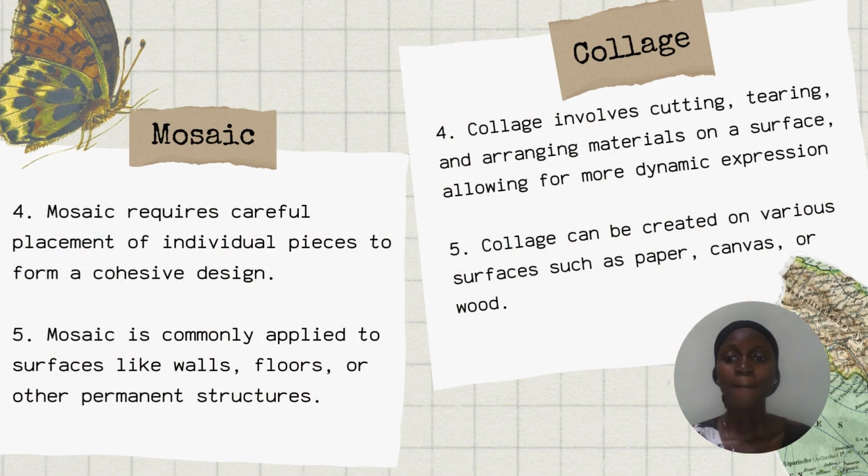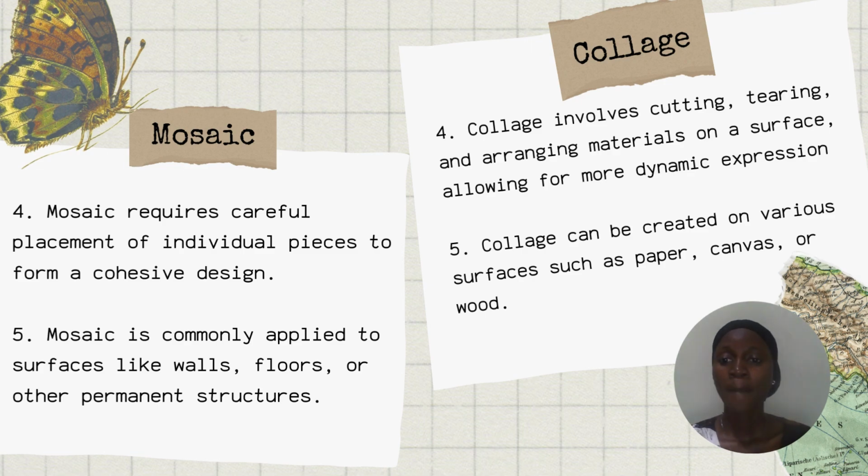Number four, mosaic requires careful placement of individual pieces to form a cohesive design. Our tiles, our beads, our stones, our buttons, they need to be carefully placed to form that kind of design that we want to create. While collage, on the other hand, involves cutting, tearing, arranging materials in whatsoever way we can do it on a surface, allowing for more dynamic expression.